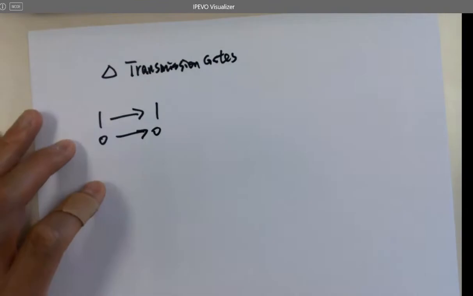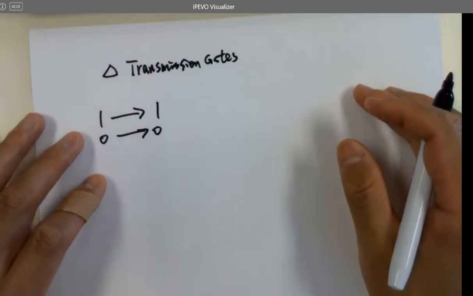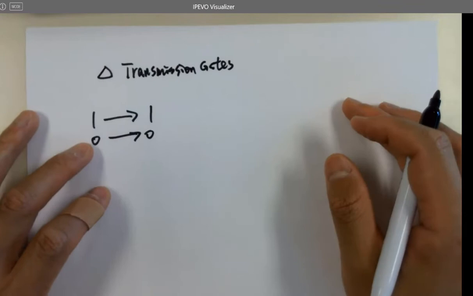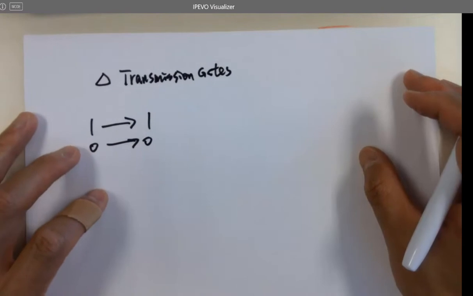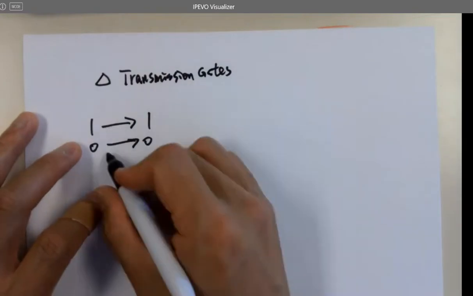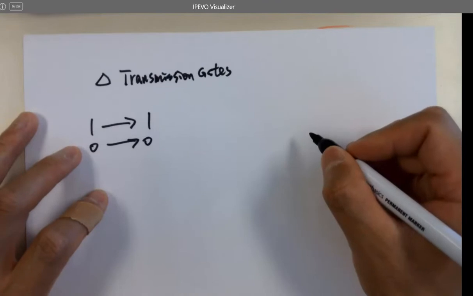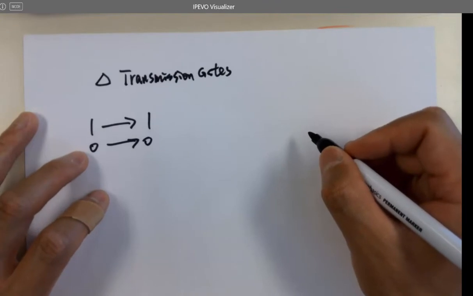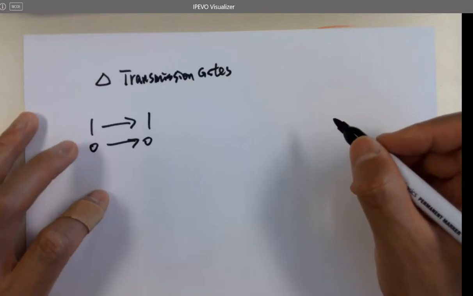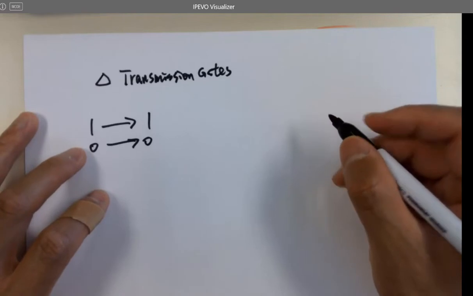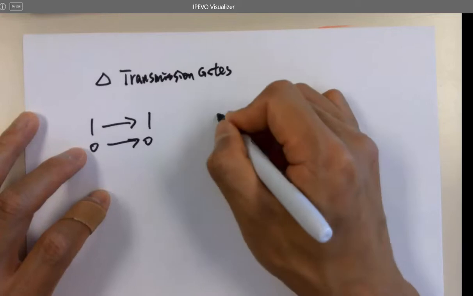What are the two options? No, for 1 you get a 1 and for 0 you get a 0. How could you do that? What's the first option you have learned? The first option is inverting twice.